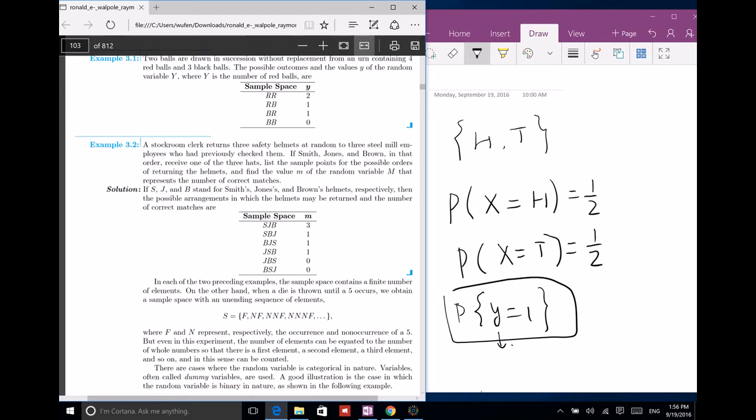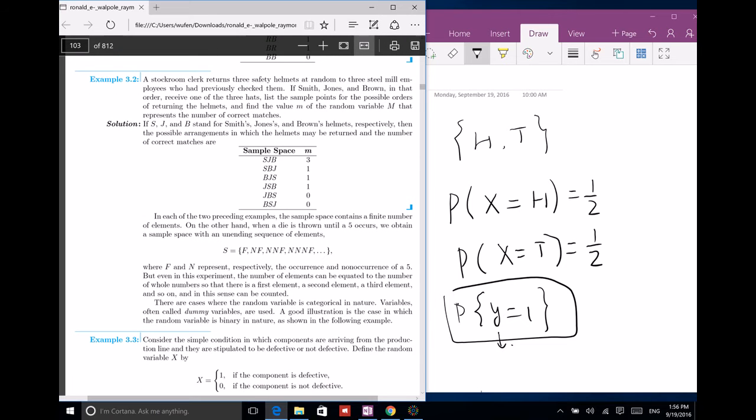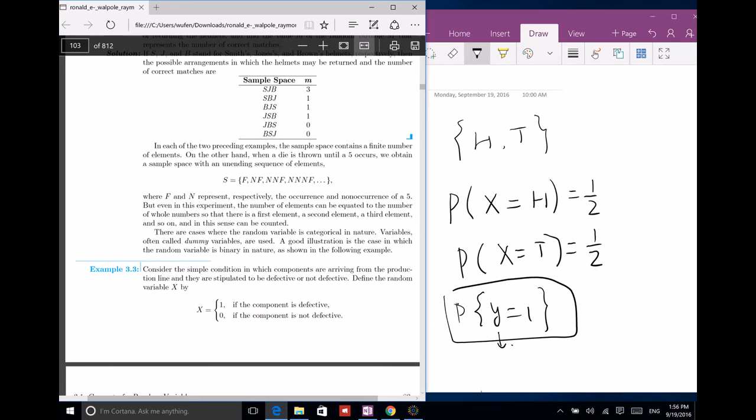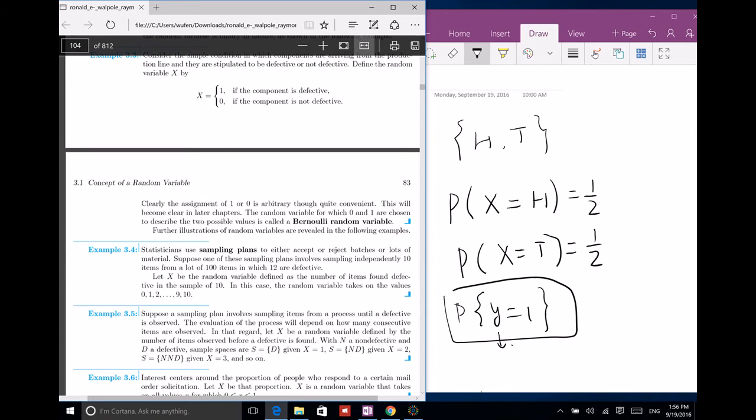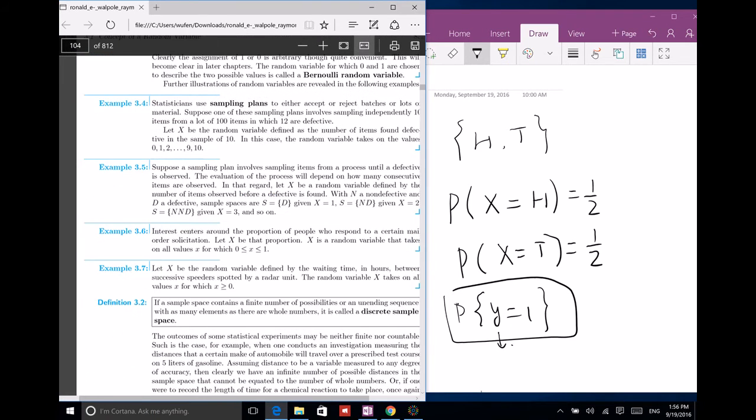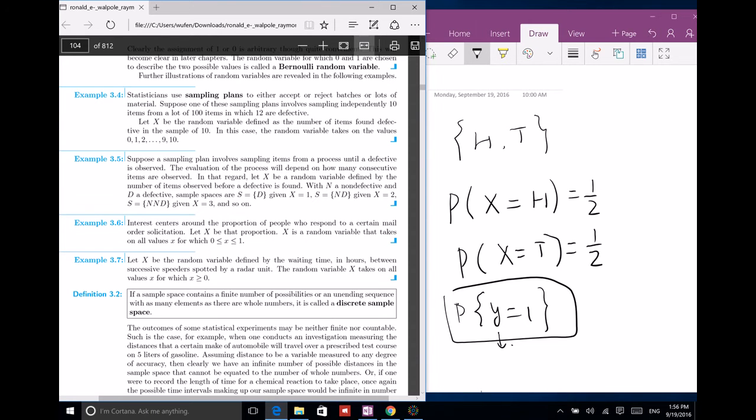Okay, so this is the second example. In this whole section, you can read all the examples. I think it's not really hard, or not hard at all. Then I would like to explain something about discrete sample space and continuous sample space.